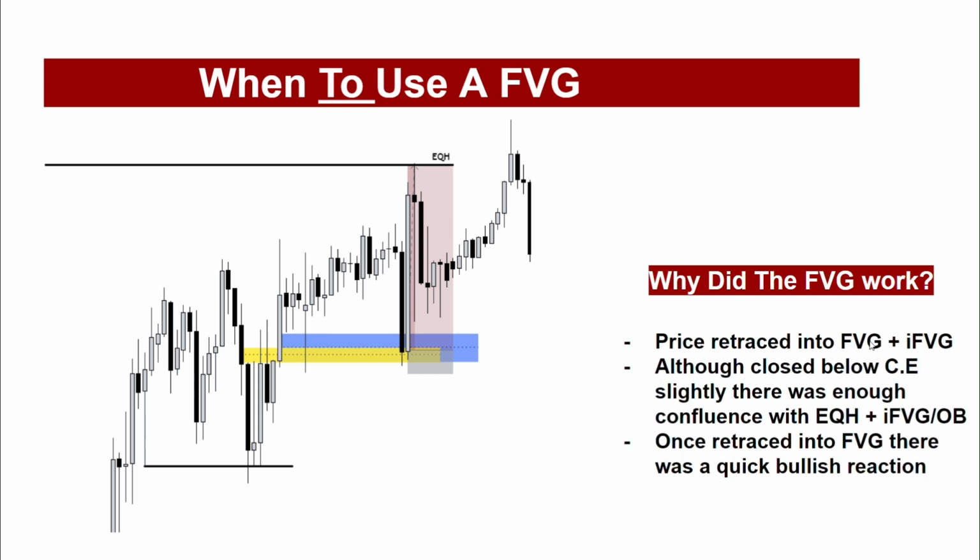So the fair value gap worked because price retraced into the fair value gap, and the IFVG also closed below the CE slightly. There was enough confluence with equal highs and the inverse fair value gap slash this order block right here. So price wanted to retrace into this order block. And once it traced into the fair value gap, there was that quick displacement to the other side.